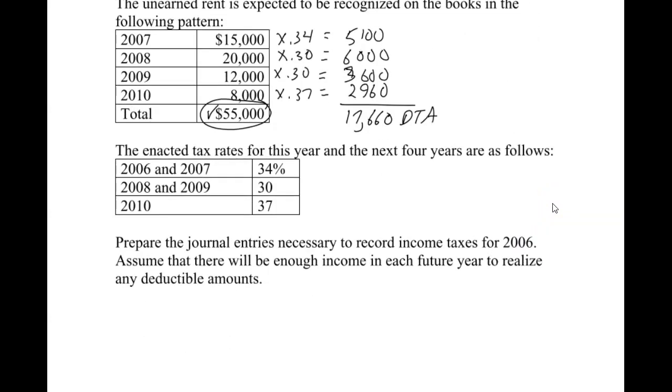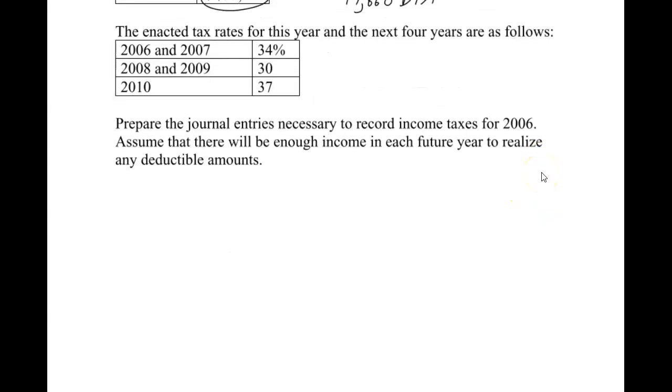All right, so it says prepare the journal entry. Well, the first thing we need to do is come up with taxable income, which is our reconciliation. All right, so remember our reconciliation, we always start with financial income, which was $35,000. We have one difference, the unearned rent revenue. Remember, the difference is $55,000. All right, so the key thing is, do we add it or subtract it? Well, I already said up above that we are going to add it, okay, because we have more.